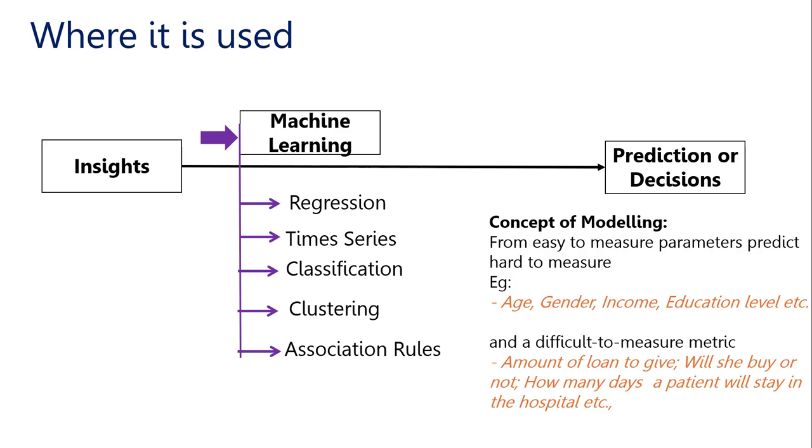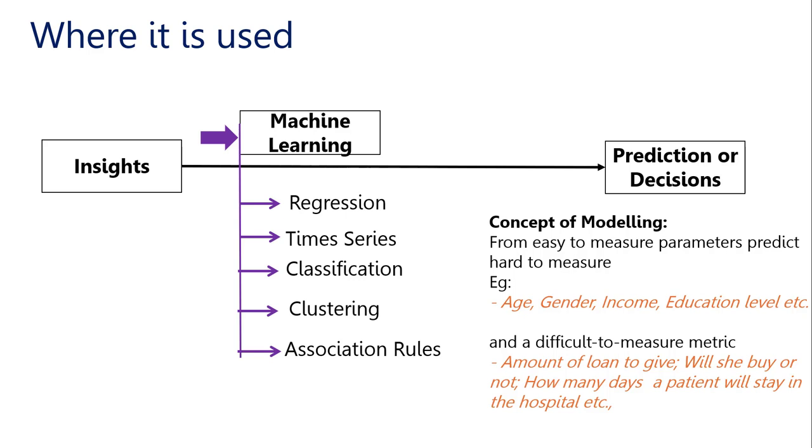Age, gender, income, education level. These are very easy to measure parameters. We can easily get the age of a person, whether he is a male or she is a female, income, education level. These are the details we can easily get. And from these details, the hard to measure parameters or metrics, which is what we're going to estimate, like the amount of loan to give. How much loan to give to that person is very difficult to measure.